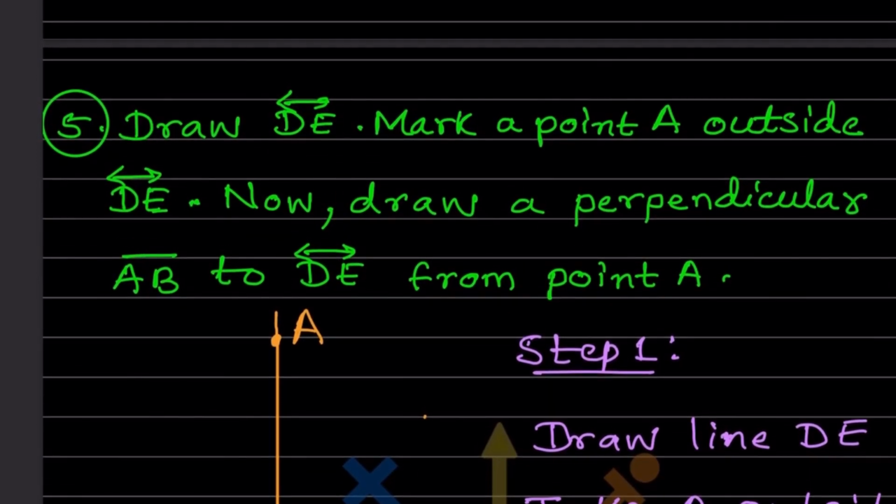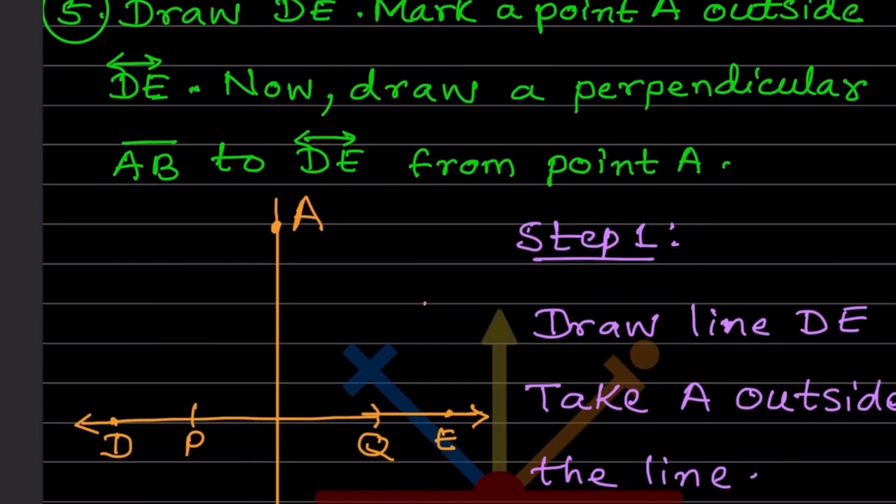Draw DE, mark a point A outside DE. Now draw a perpendicular AB to DE from point A. So first thing, what are we going to do here? We are going to draw DE. This is the line you have to draw, and you have to mark a point A outside DE. Outside DE means you will mark a point over here.